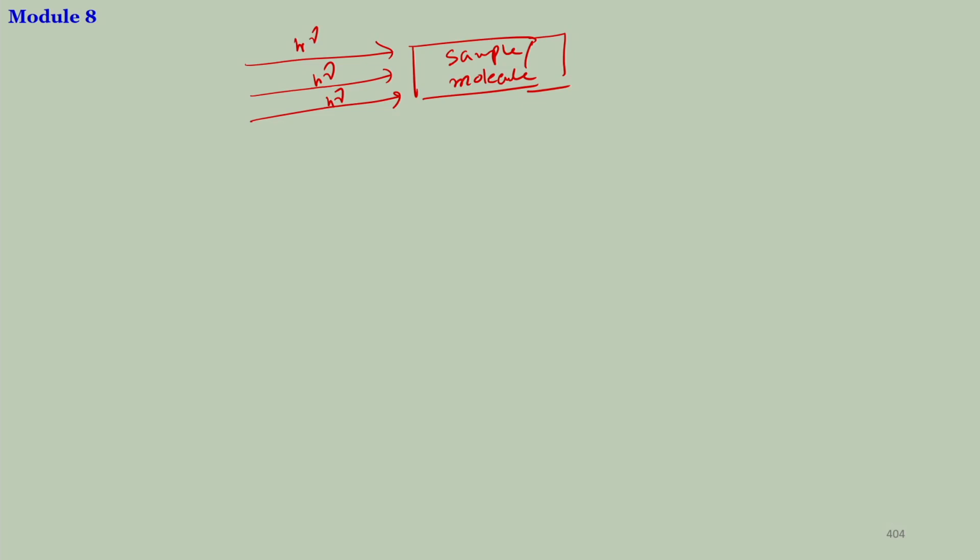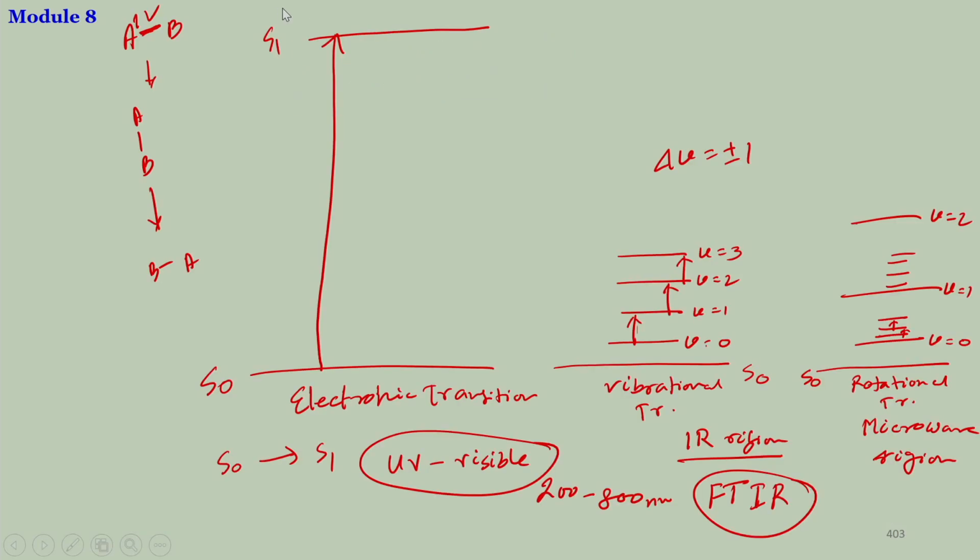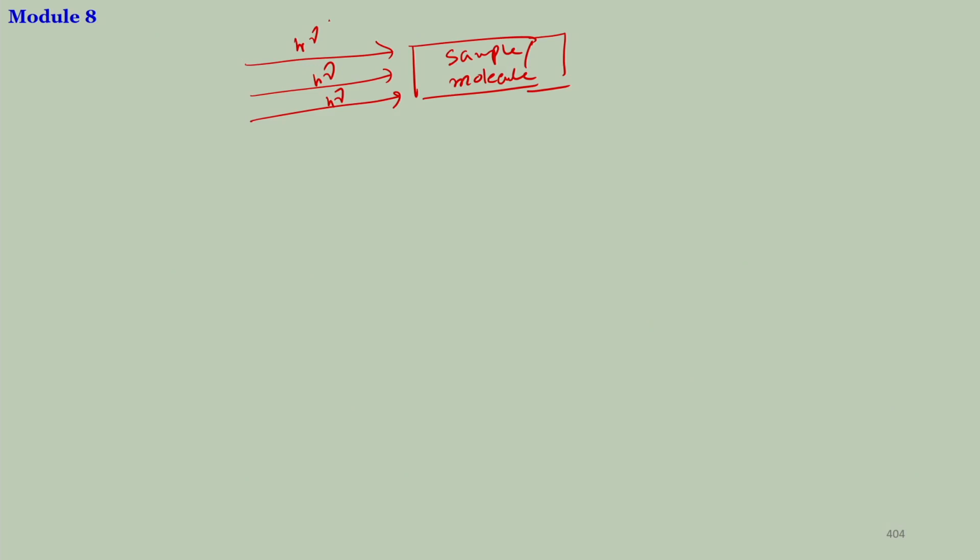If you are considering a light source having a fixed energy, then there will be millions and millions of photons passing through the sample. So, let us consider that there are 3 photons passing through the sample. Now, what can happen? If this energy matches exactly with this energy, then only it would be absorbed by the molecule, and if this light is absorbed by the molecule, you cannot see that here.